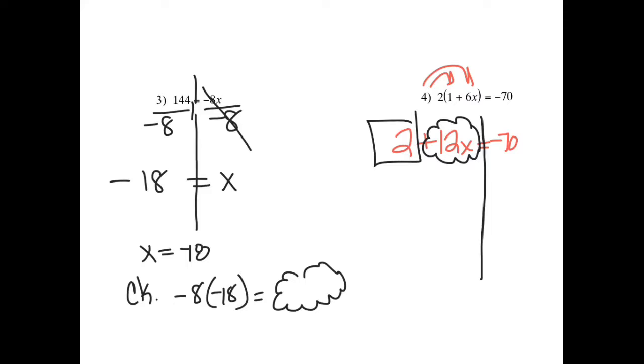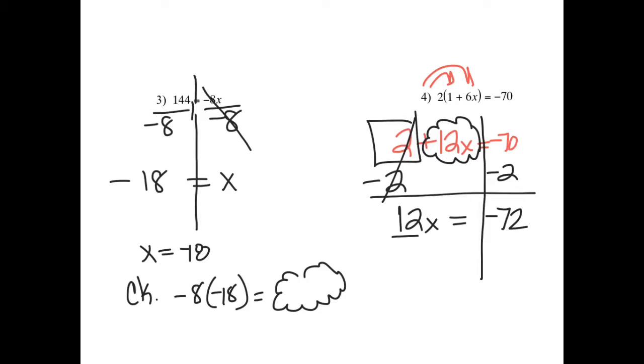I have to get rid of this 2. The undo of a positive 2, or the inverse of positive 2, is negative 2. So now I have 12x equals, same signs, add and keep, negative 72. And then I can divide both sides by 12. And I find out that x equals negative 6.